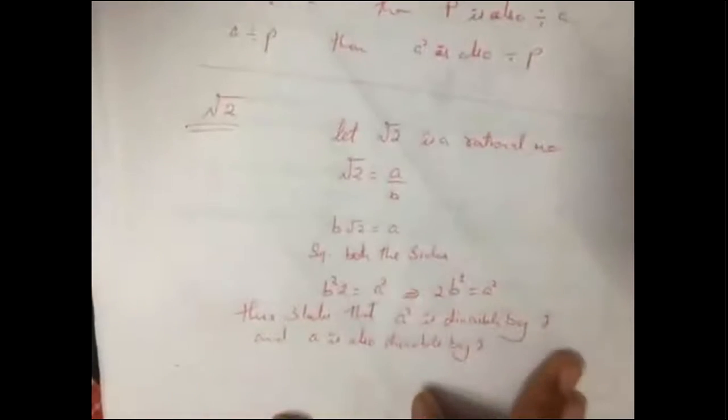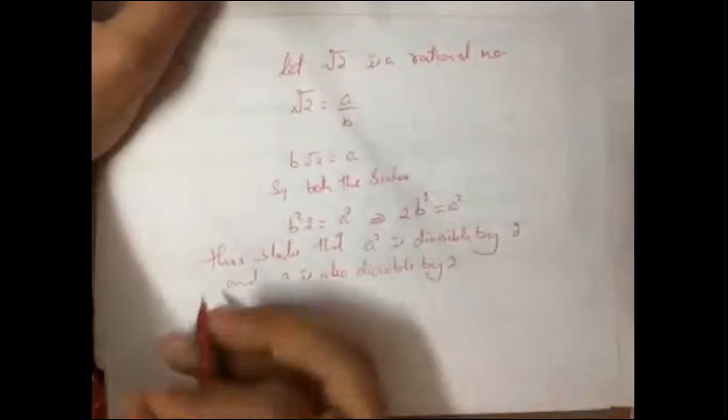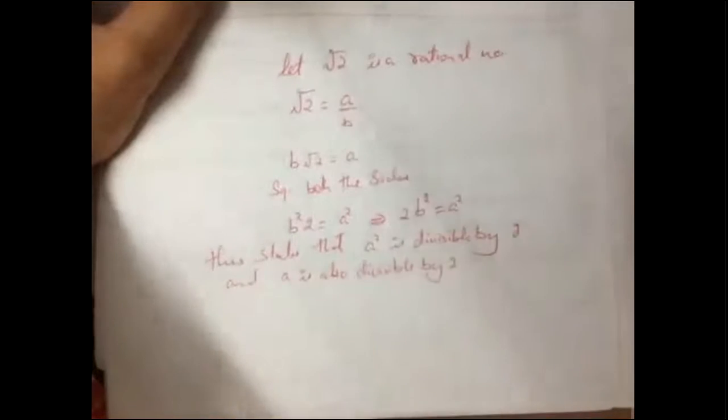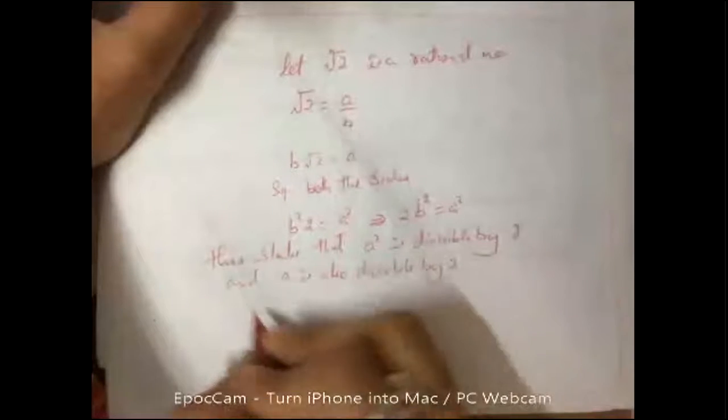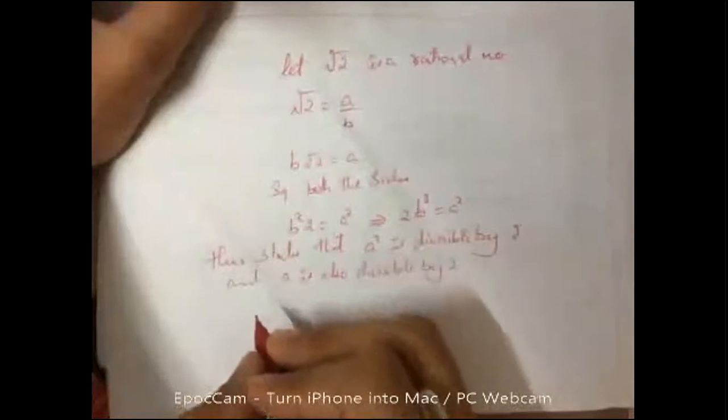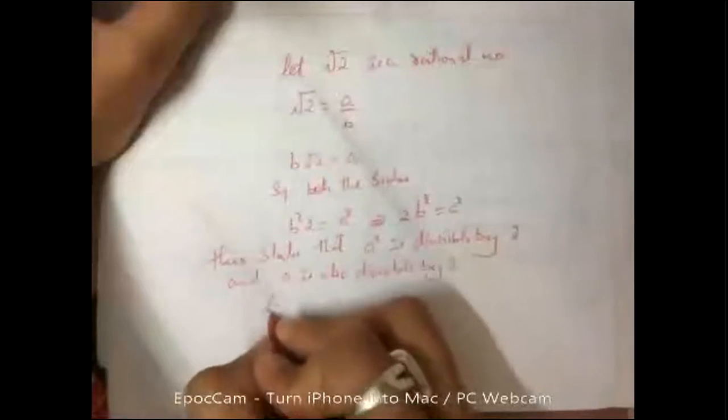अगर a square divisible हो सकता है, then a is also divisible by 2 by the theorem 1.3. किस theorem से हुआ ये? By the theorem 1.3. Now next, we'll consider, let a equal to 2c.